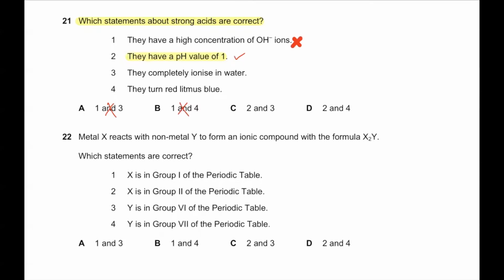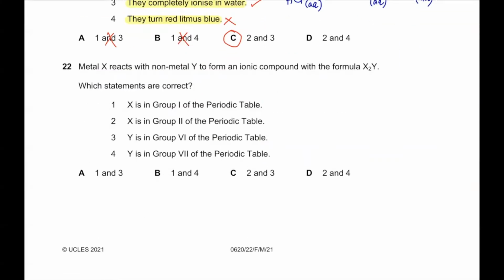Okay, then they completely ionize in water. Point number 3 is correct. Strong acids completely ionize in water. That is, they completely dissociate in water. An example of that is HCl. When we have HCl aqueous, we put it in water, it easily forms H plus aqueous and it forms Cl minus aqueous. Now the next thing they say is that they turn litmus paper blue. Now we know that strong acids, or acids in general, turn litmus paper red. They don't turn blue. So all right, 2 and 3 are correct. C is the correct answer.